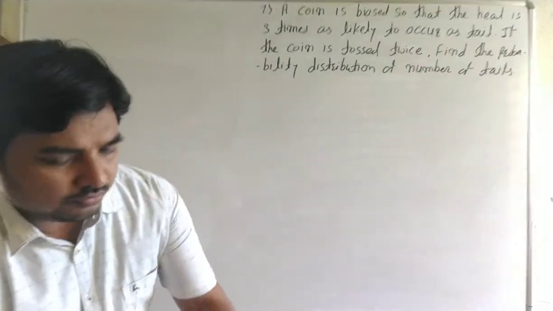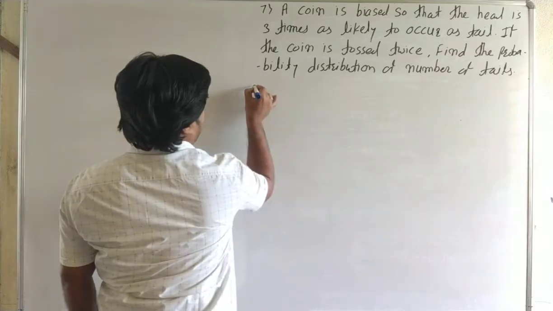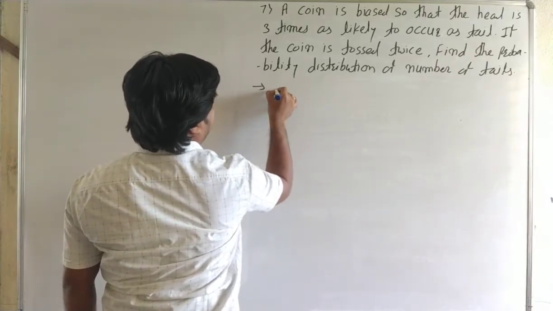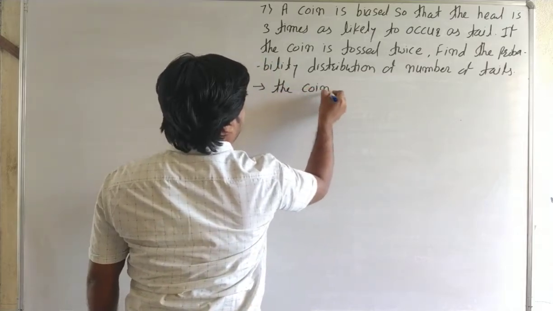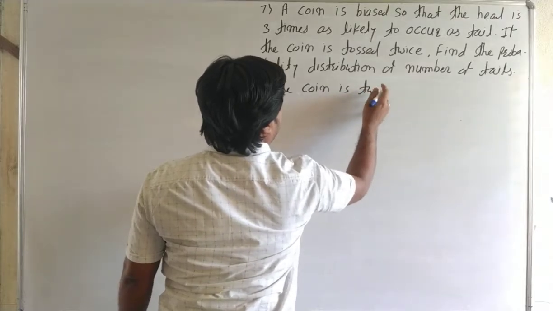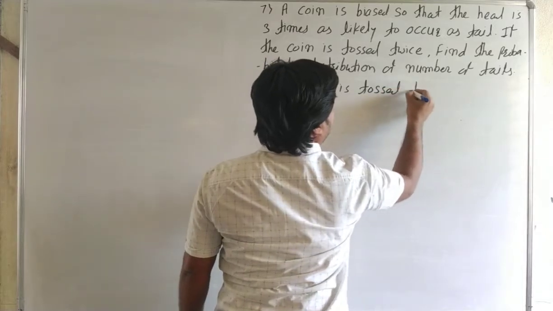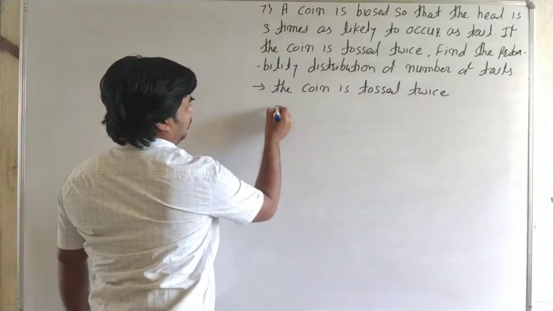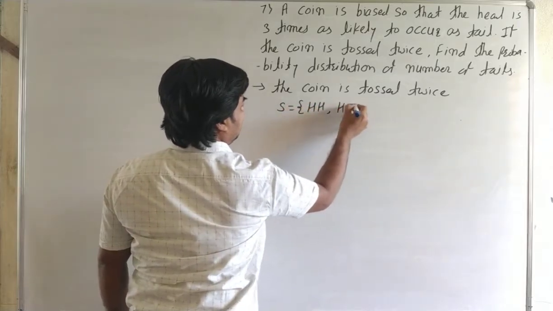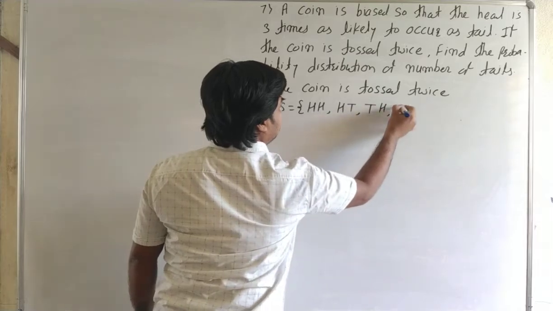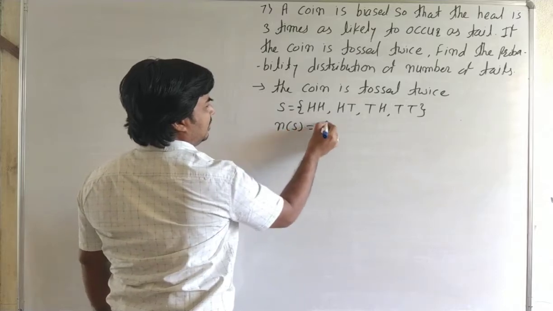Now here a coin is tossed twice. Therefore, the total outcomes are HH, HT, TH, or TT. These are the total outcomes. Therefore, the number of outcomes is 4.